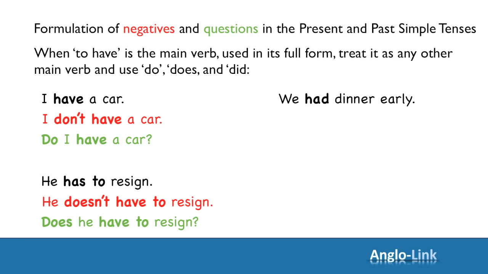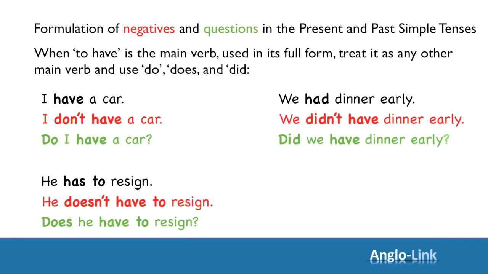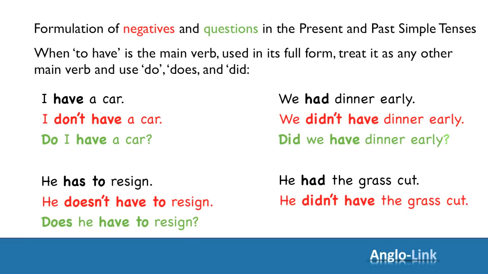We had dinner early. We didn't have dinner early. Did we have dinner early? And one final example. He had the grass cut. He didn't have the grass cut. Did he have the grass cut?